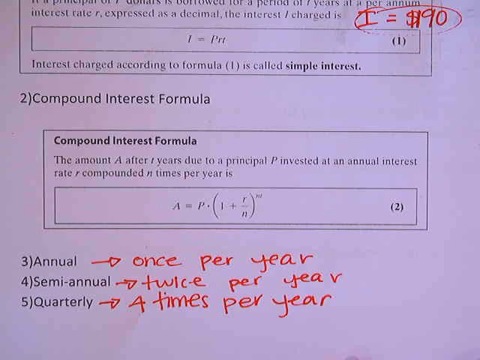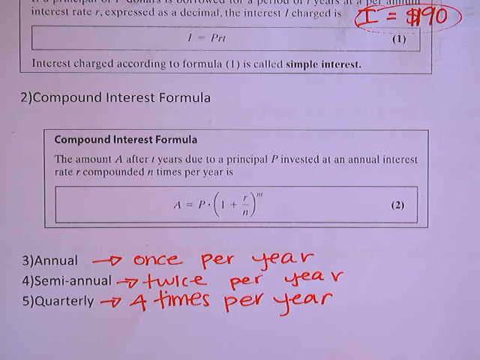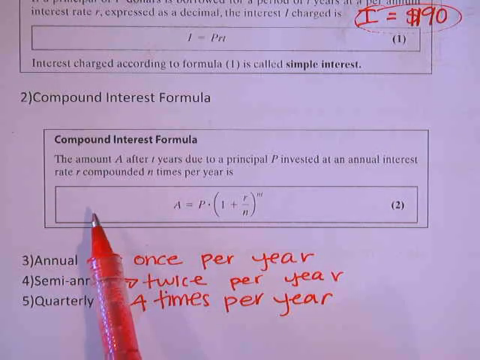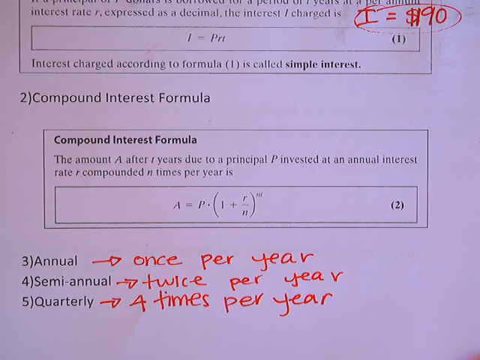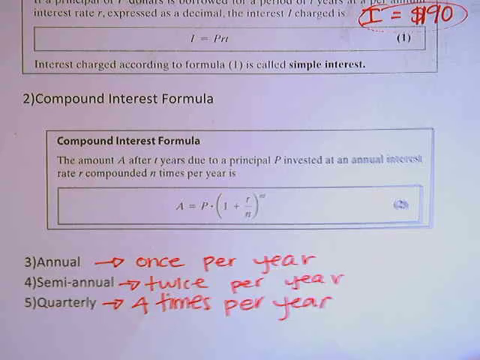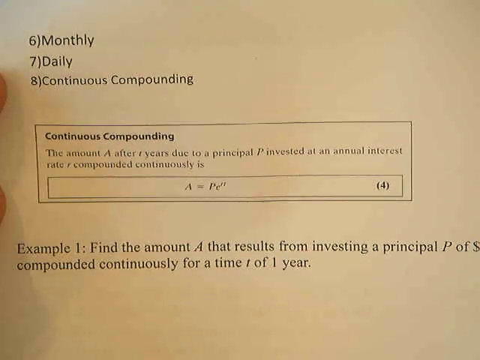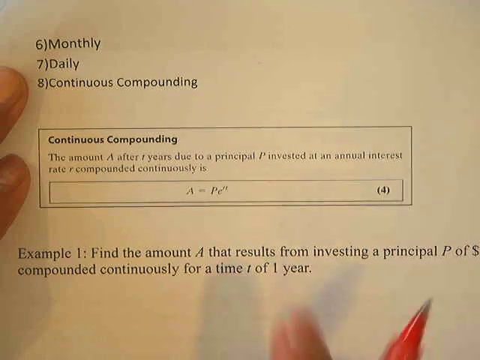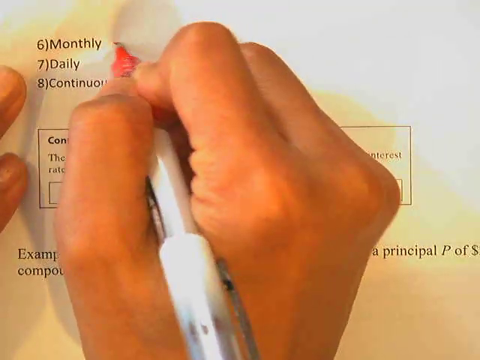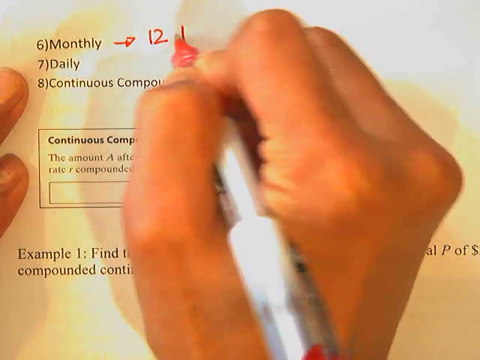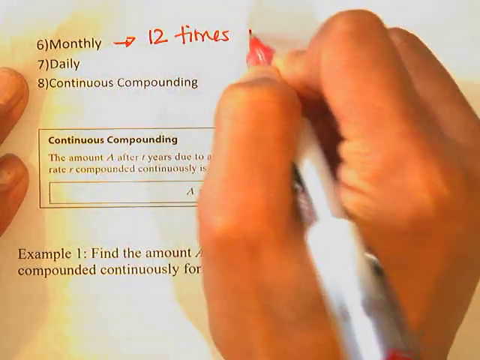Okay, so that's why a lot of institutions like to calculate interest not once a year, but as much as they can, so that way they can get more money from you. Okay, so let's go on to the next one. All right. Monthly and daily and continuous compounding, which is the very next one. Monthly, we all know, is 12 times per year.